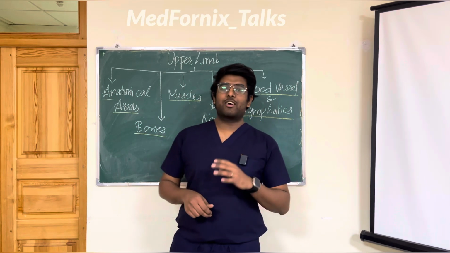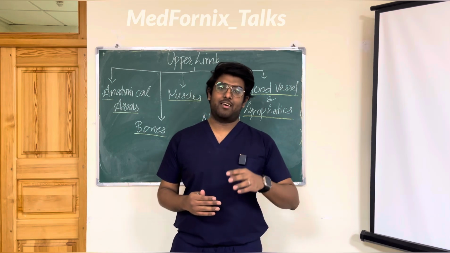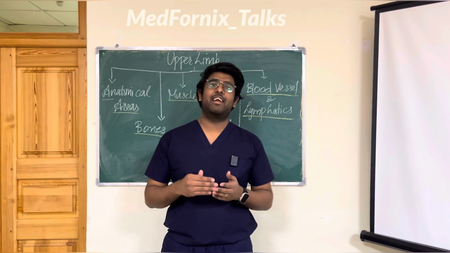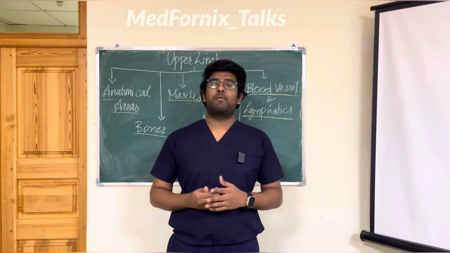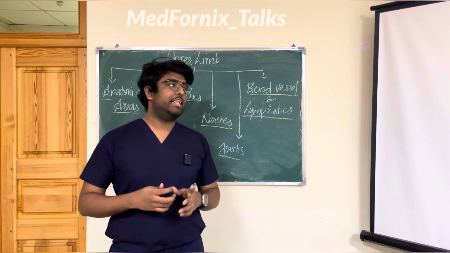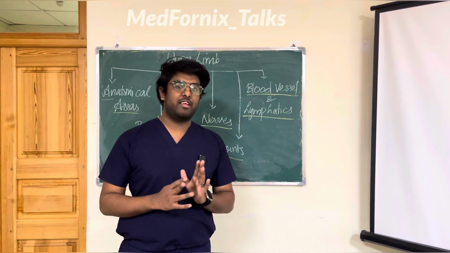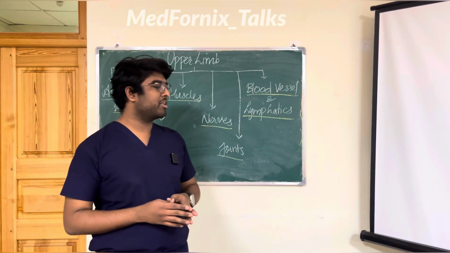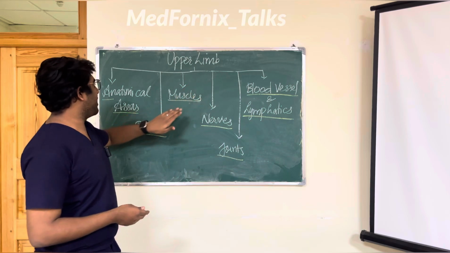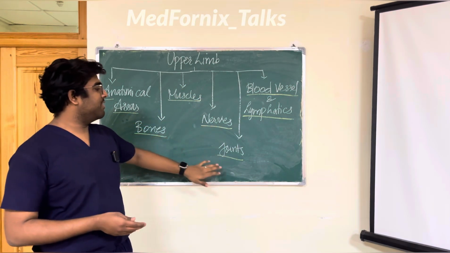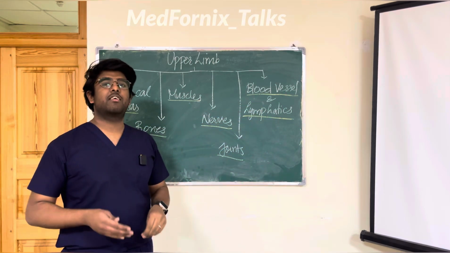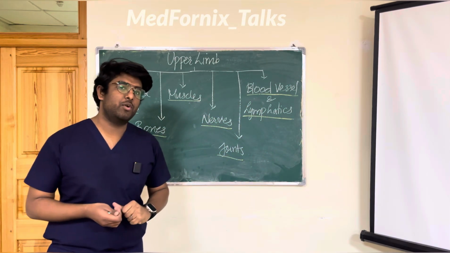Today we're going to start a new topic. Till now we have studied general anatomy, some osteology and some joints. Today we're going to talk about the upper limb, and in this playlist I have divided the upper limb topic into several subtopics: anatomical areas, bones, muscles, nerves, joints, blood vessels and lymphatics, and also the hand and the nail unit.